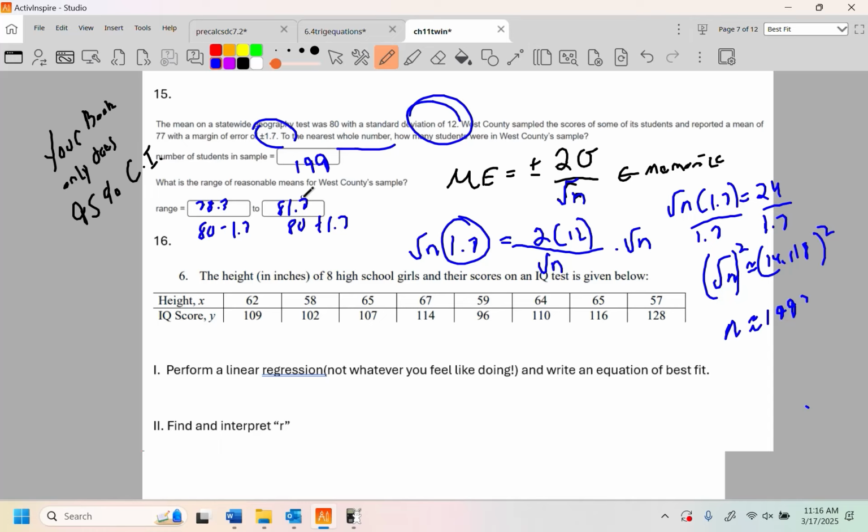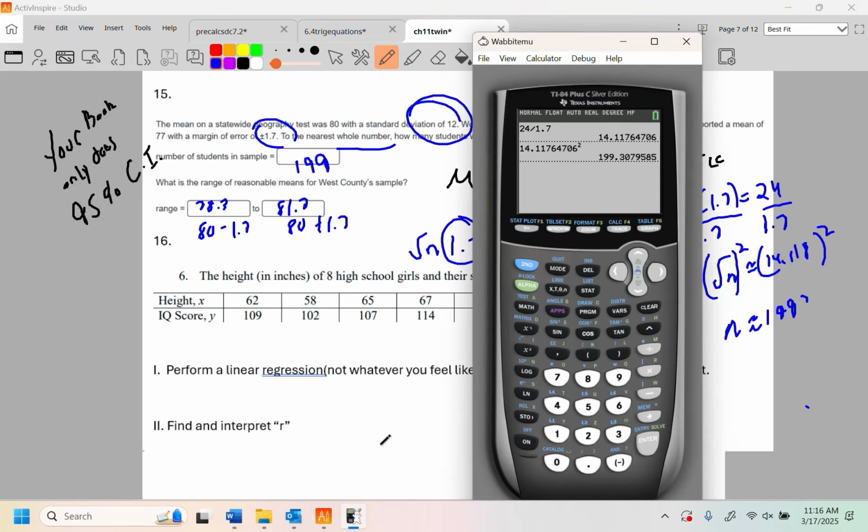All right, moving forward to some stuff I came up with. The height in inches of 8 high school girls and their scores on an IQ test is given below, as though the height of a female has anything to do with her intelligence quotient, but who knows. We're going to put this stuff in our calculator under list 1 and list 2. We're going to read all the instructions and perform a linear regression, not whatever you feel like doing.